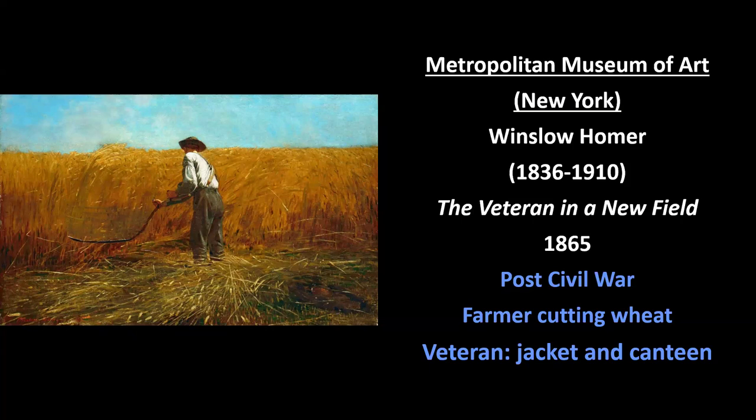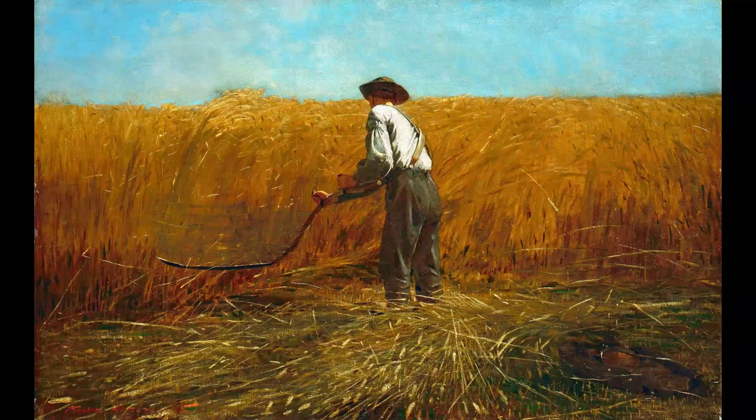And what you have going on here is a farmer, and he's cutting wheat. It might be hard to see in the smaller version, but I'll give you a full view in just a moment. He's got a Union Army jacket here, and a canteen over here. So another sign that he's a veteran. And here's the soldier. And you can see here's his navy blue jacket and his canteen.